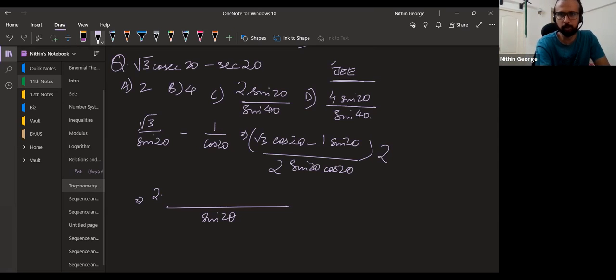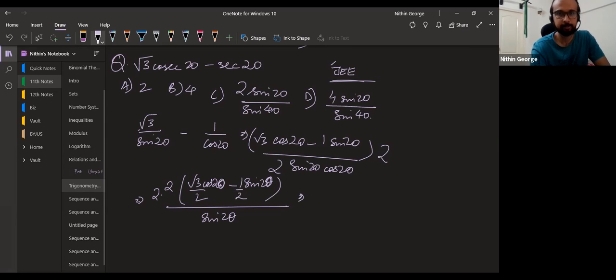I'll divide by root of a square plus b square, which is root of root 3 square plus 1 square, which is root of 4, and that is 2. So I'll divide and multiply by 2 here. So 2 into root 3 by 2 cos 20 minus 1 by 2 sine 20. And then this 2 is multiplied, so I'll divide this by 2.